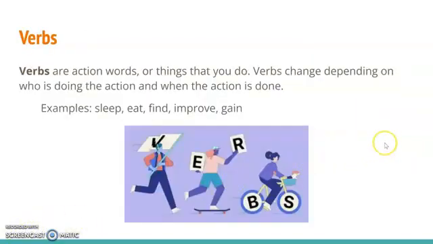Verbs are action words, and they are things that you do. Verbs can change depending on who is doing the action and when that action is done. Examples would be sleep, eat, find, improve, gain. And when I talk about the verbs changing, sleep, if it is in the past tense, is going to be changed to slept, or eat changes to ate. If it's he eats, we would add an S to it. So again, verbs can change. They change depending on when the action's done and who is doing that action.